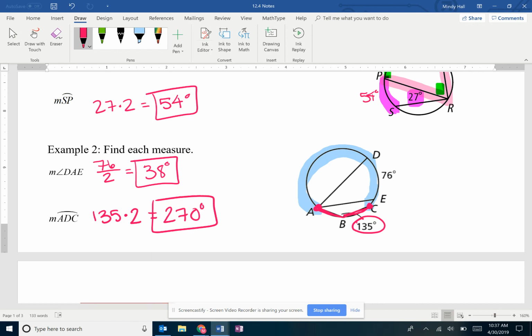Okay, so just make sure if there are some distractions, just erase them, make it easier for you to see the angles, because it's really important that you can figure out what angle corresponds to the arc that you are talking about.